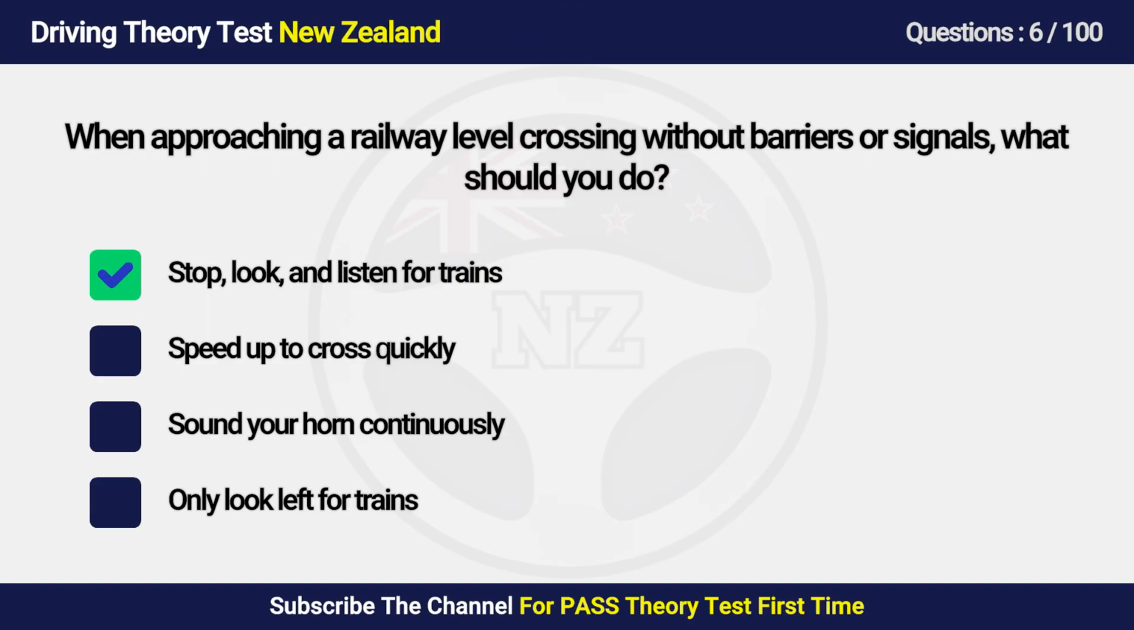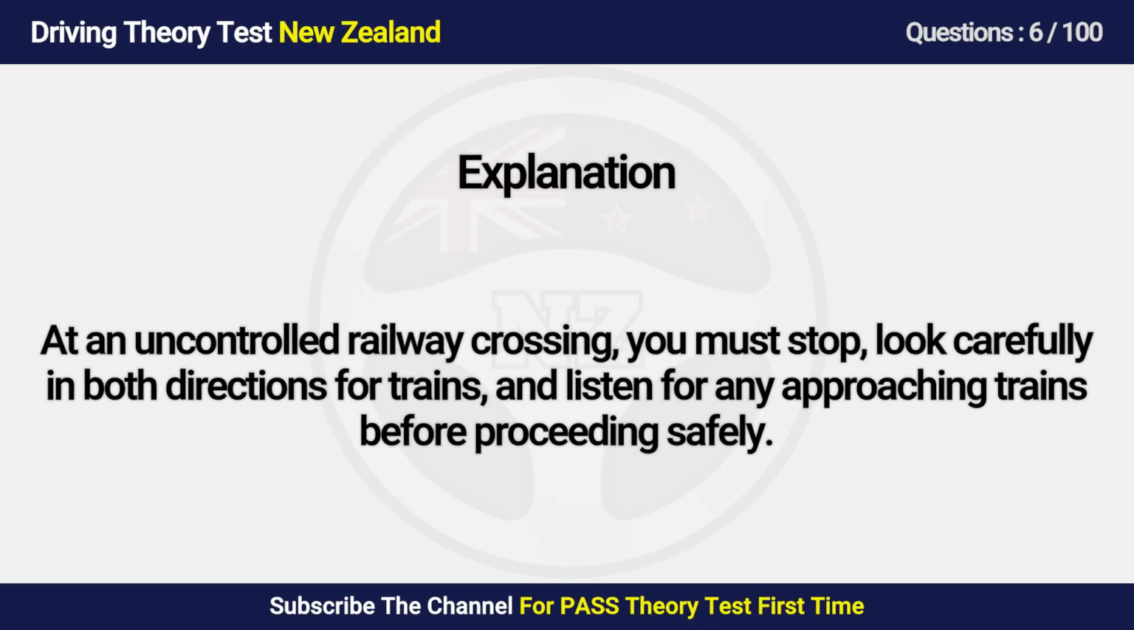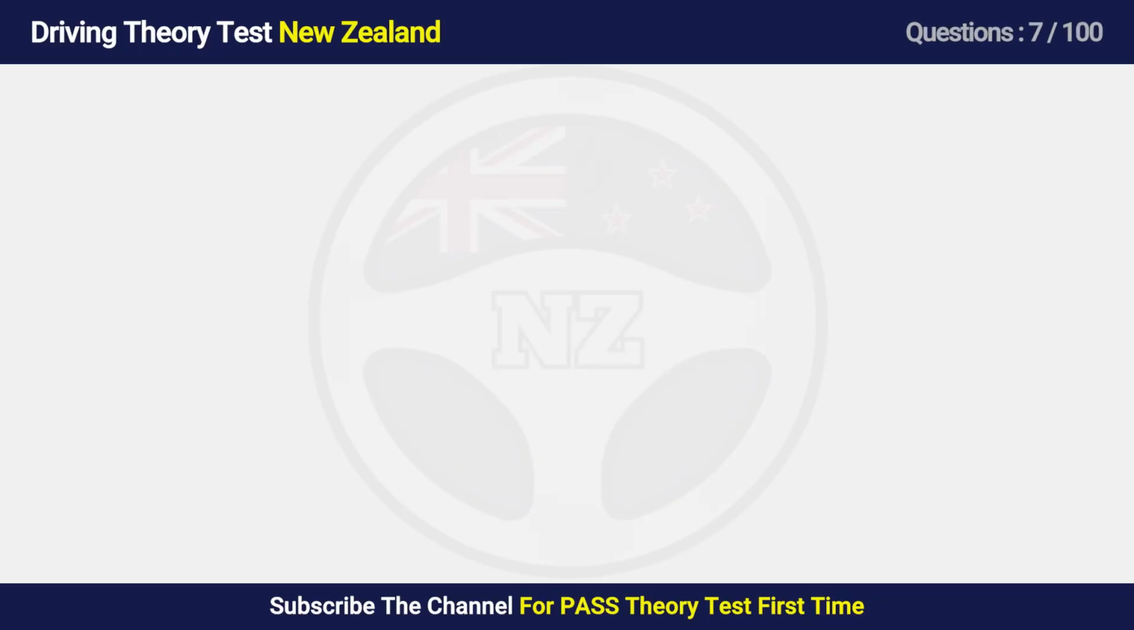Answer is A. Stop, look and listen for trains. At an uncontrolled railway crossing, you must stop, look carefully in both directions for trains, and listen for any approaching trains before proceeding safely.